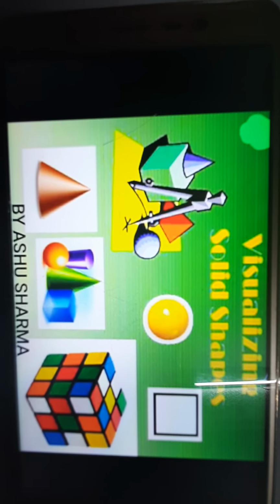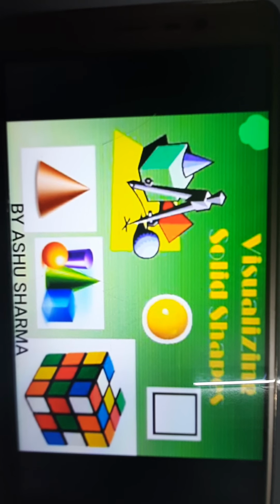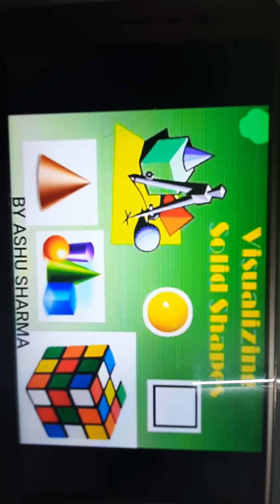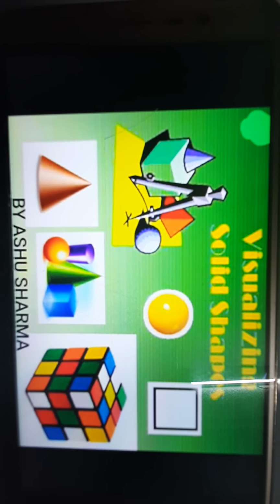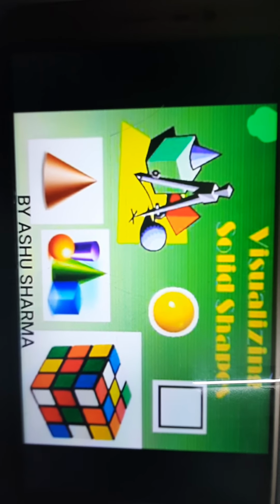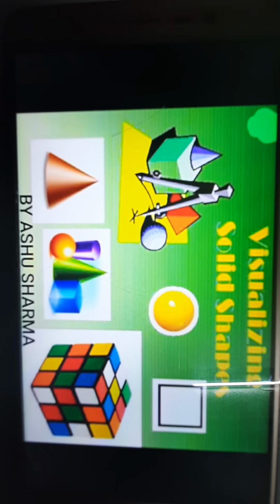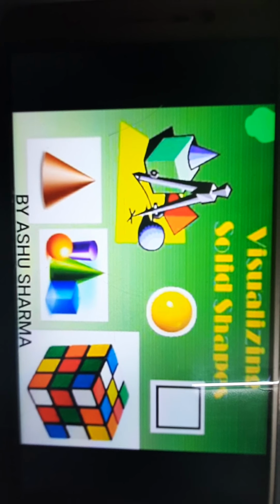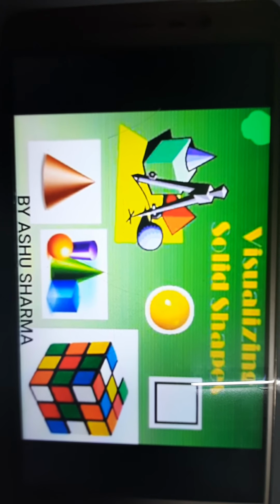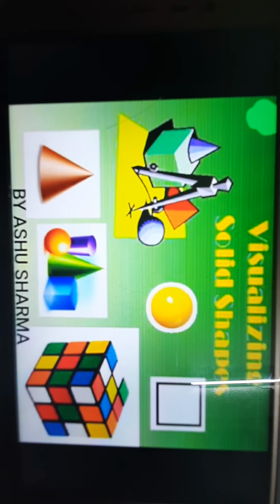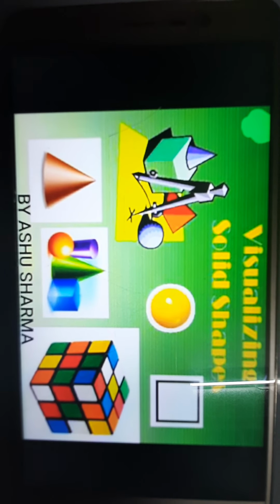Visualize means to look at the object from different angles. This means an object looks different if we watch it from different angles. For example, if we look at a ball, it will look like a ball from all the angles, but if we look at a bottle, we can imagine its view differently.